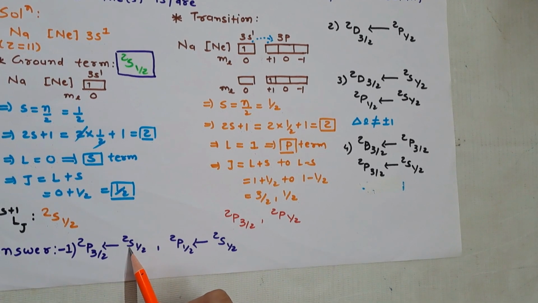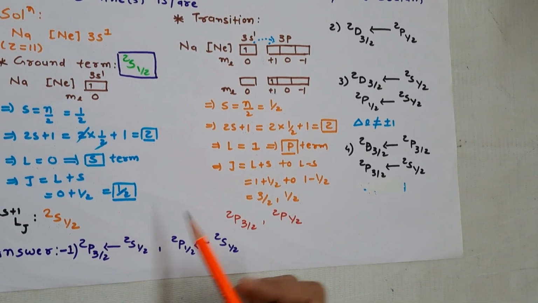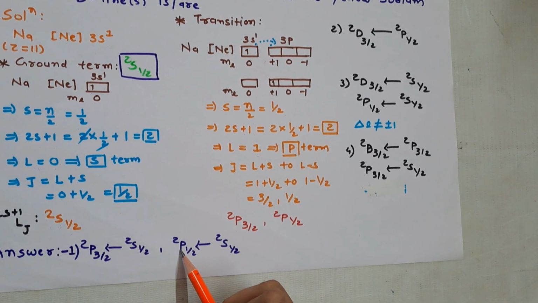Transition from doublet S 1/2 to doublet P 3/2 and doublet S 1/2 to doublet P 1/2.